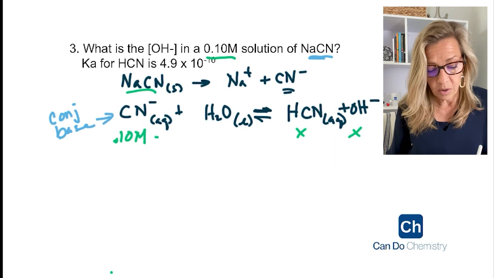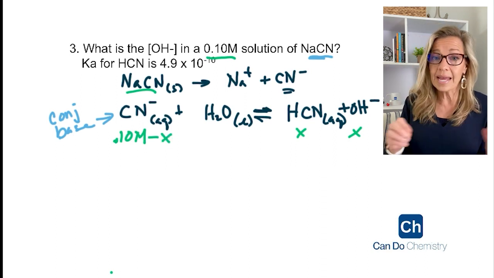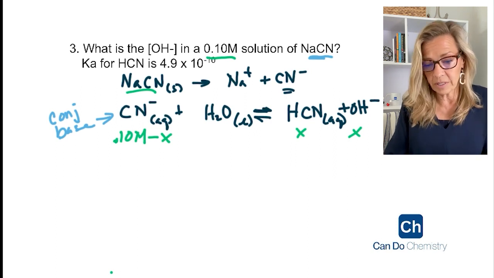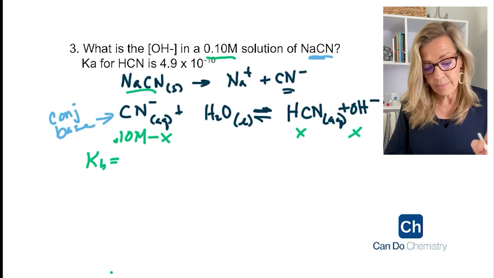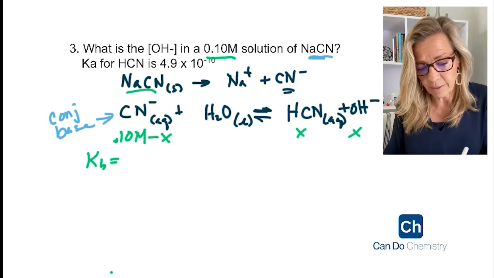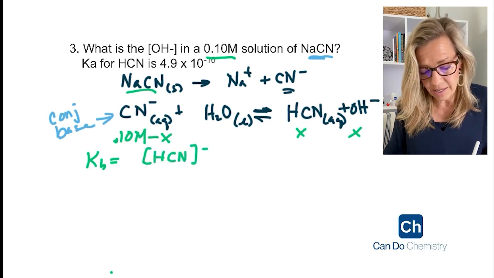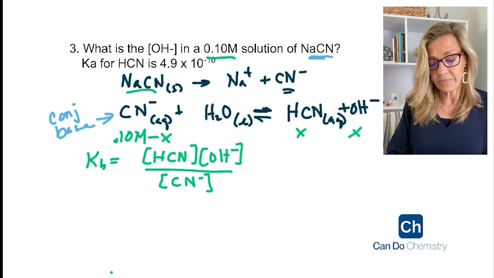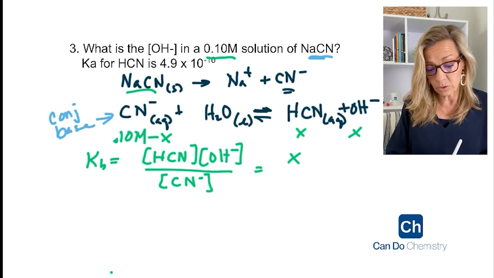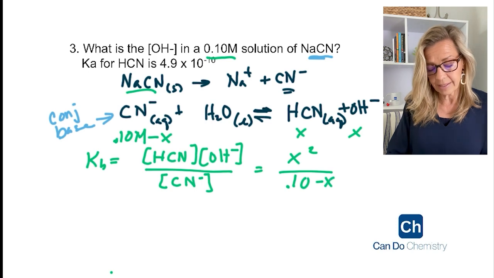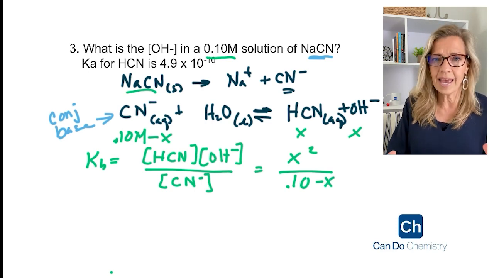Well, where does that come from? Well, we'll have to react away X amount of that cyanide. Okay? So if we were to write an equilibrium constant for this, it would look like this. The Kb, because this is a base, is going to be the concentration of HCN times the hydroxide, and on the bottom we would have that cyanide ion. Well, if we plug in our x's, we get x times x, or x squared, on the top, and on the bottom 0.10 minus x. Okay, now if only I had a Kb.